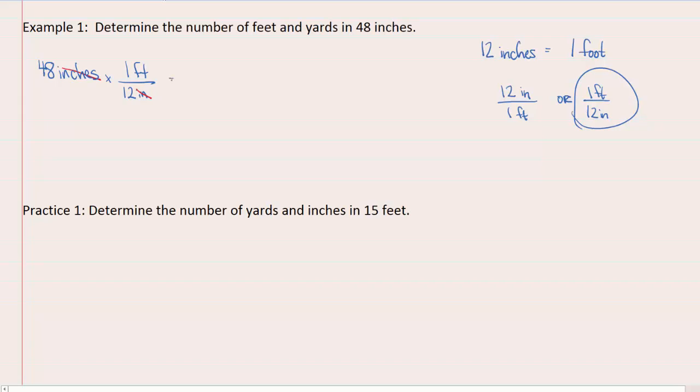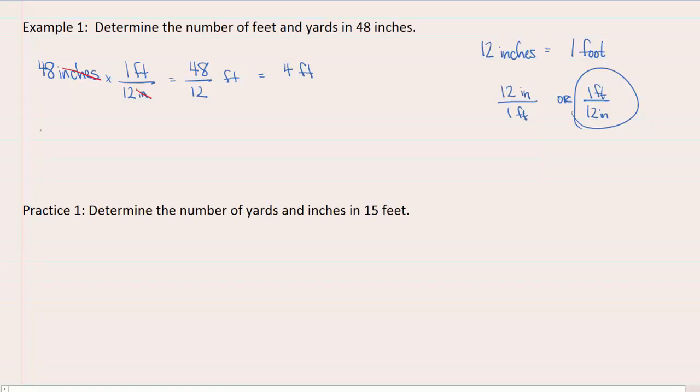This would then give me 48 over 12 feet. But 48 over 12 is not a reduced fraction. I would need to reduce further. You can use either division by dividing out common factors or use prime factorization. Once you have completed this, you will see that it equals 4 feet.